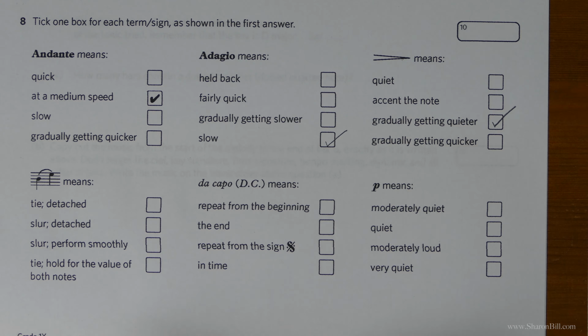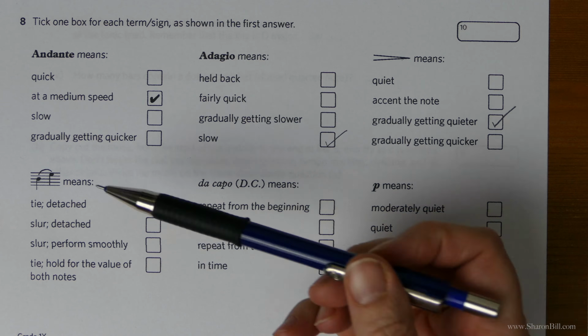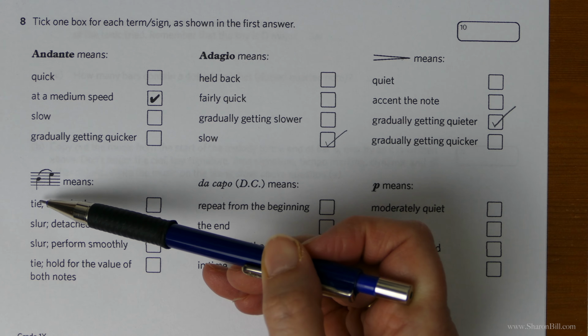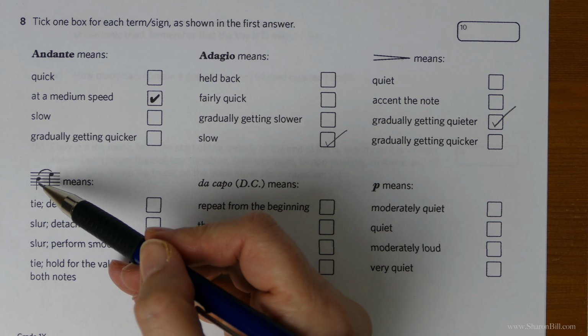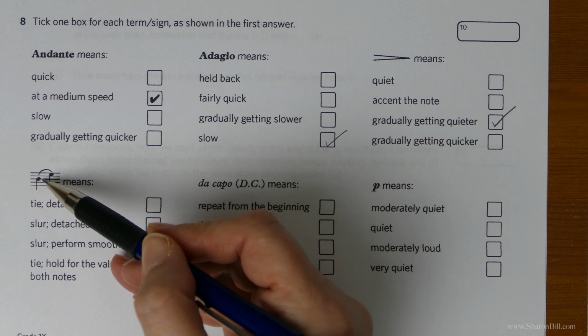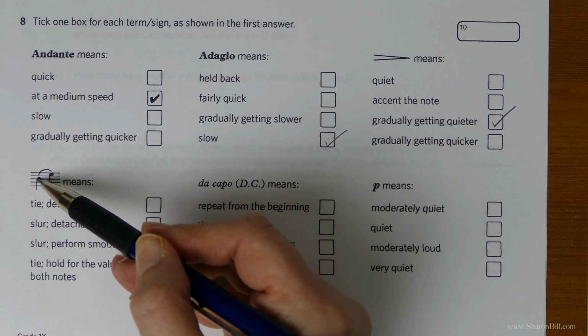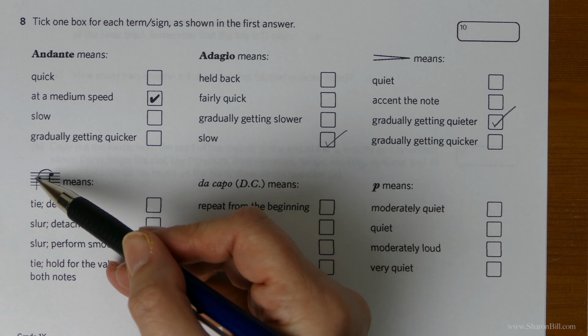Next one. So here we've got this little symbol here, and it's asking us what it means. Now the confusion can occur between whether it's a tie or a slur. A tie is a timing issue which joins note head to very next door exactly the same pitch note head, adding the two notes together. So it can't be a tie, it's a slur.